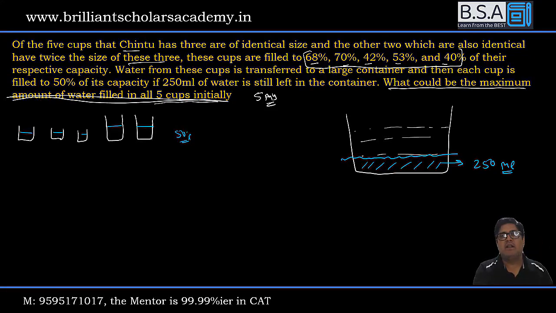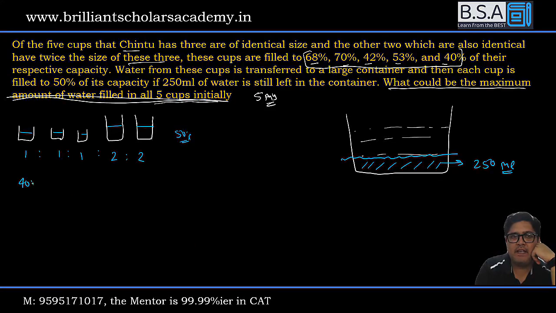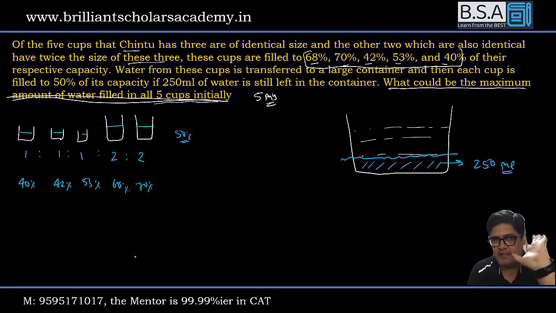Observe, the volumes of these cups are 1:1:1, then 2:2. Now I have 2 possibilities, and I'm considering both. One possibility is this is 40% filled, this is 42% filled, this is 53% filled, 68% and 70%. 2 possibilities.